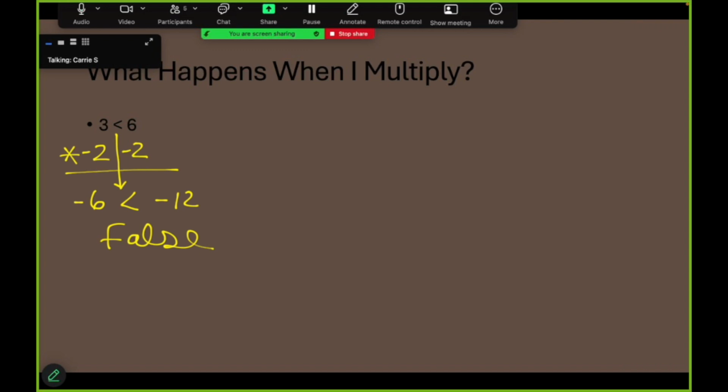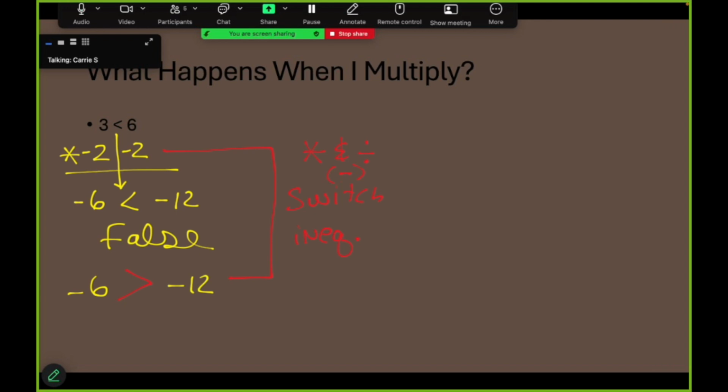When we multiplied by a negative, it became false. So to make it true, I am going to have to switch that inequality around. What you need to realize is that when you multiply by a negative, to keep the inequality true, you have to switch the inequality around. Just for the sake of time, I'm going to tell you that it is the same with multiplication and division. If you multiply or divide by a negative, you must switch the inequality.